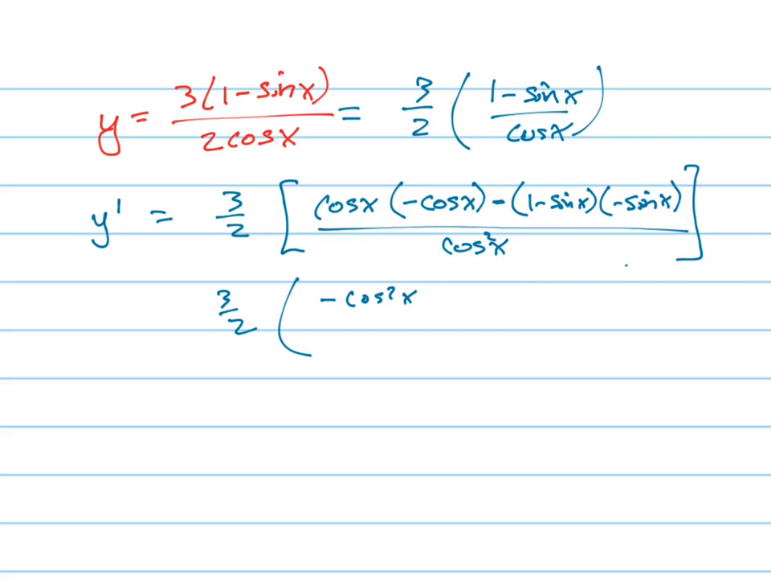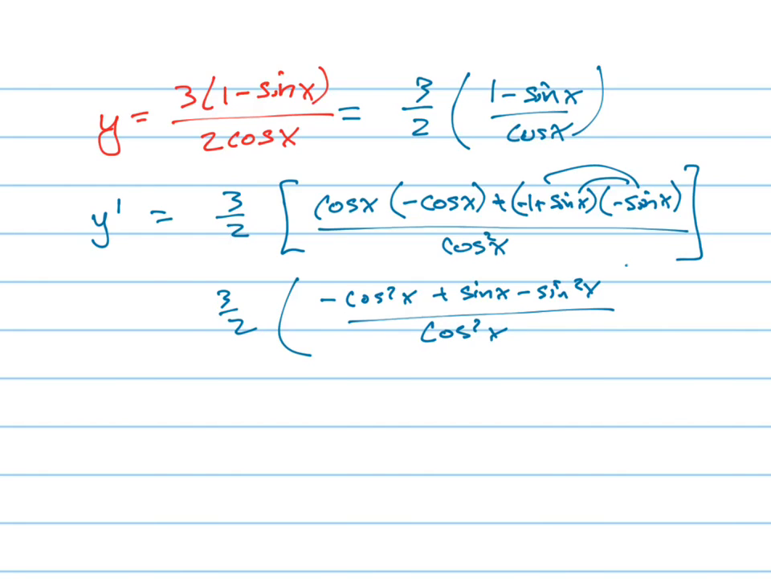Let's distribute this negative in. And let's distribute that negative in. I could have done that a little bit easier, but whatever, it doesn't matter. Plus sine x minus sine squared x, all over cosine squared x.